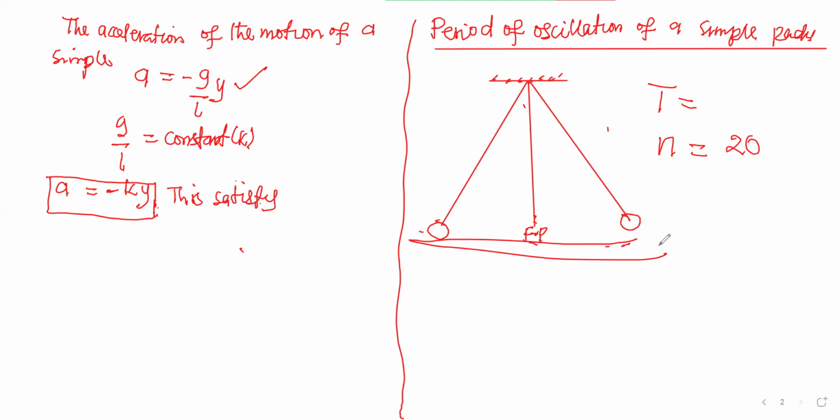So 1, 2, 3, up to 20 or 10 times. Then we can determine the time taken for one complete oscillation by dividing the total time for the 20 or 10 by that number of oscillations. This helps us to be accurate. So that is basically the reason why we count that number of times, for accuracy or precautionary sake. Class, are we okay?